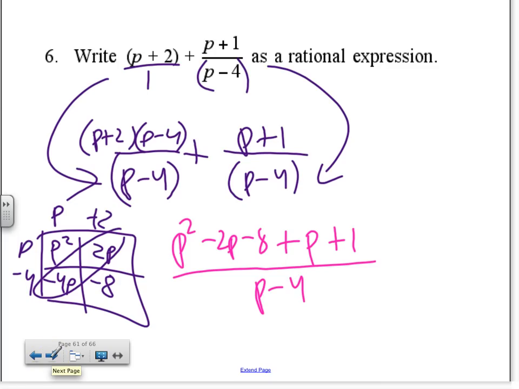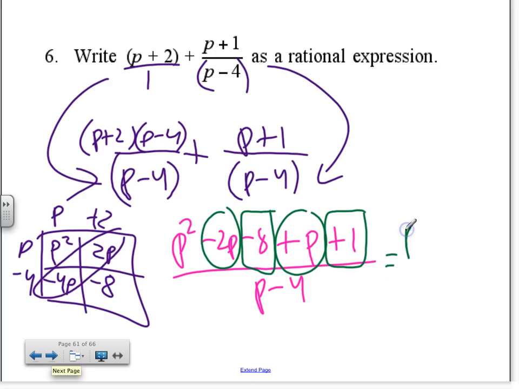P squared minus 8. Okay. Do we see any like terms here? On the top? Because we want to combine them, right? Do you see any like terms? The P, 1 P, and negative 8 and 1. Okay, let's put them all together. P squared. What is negative 2P plus 1P? Minus P. See? It's not like 2P plus 1P, it's just P. What is negative 8 plus 1? Negative 7. Okay, over P minus 4.